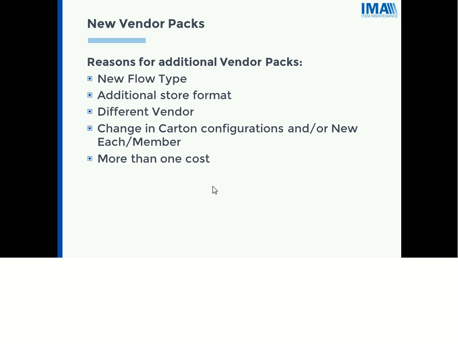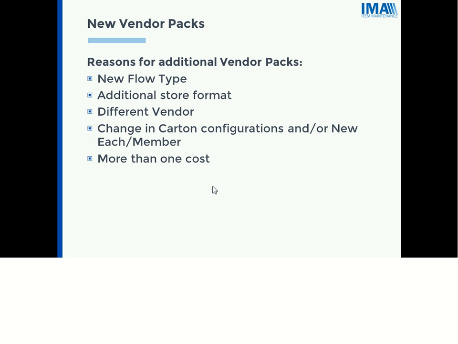Some reasons for additional vendor packs could be that you have a new flow type. If your product has been being ordered through the DC flow and now your buyer wants you to create one for DSD, direct to store, then you would need a new vendor pack for that. You cannot do change requests for new flow types. You also cannot do change requests for additional store formats. So if your product has been sold in Kmart and they want to start selling it in Sears, you would have to do a new vendor pack for that new store format.